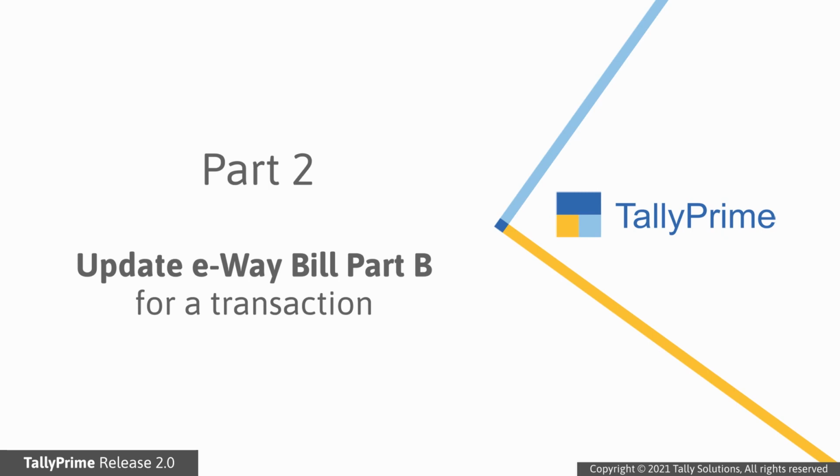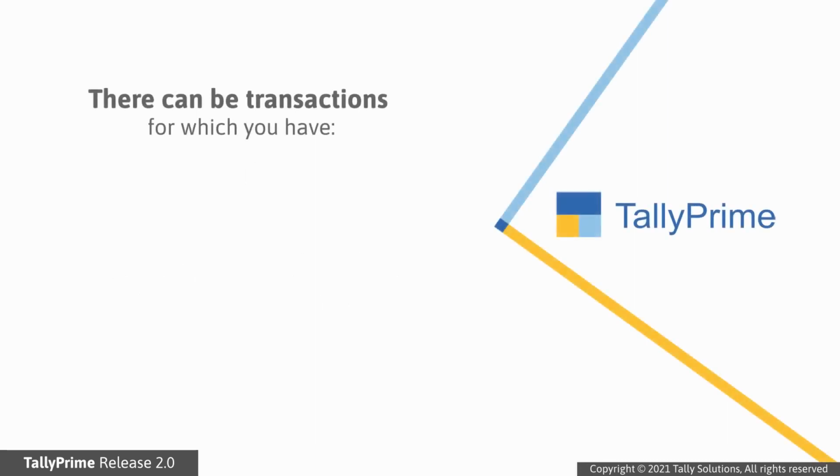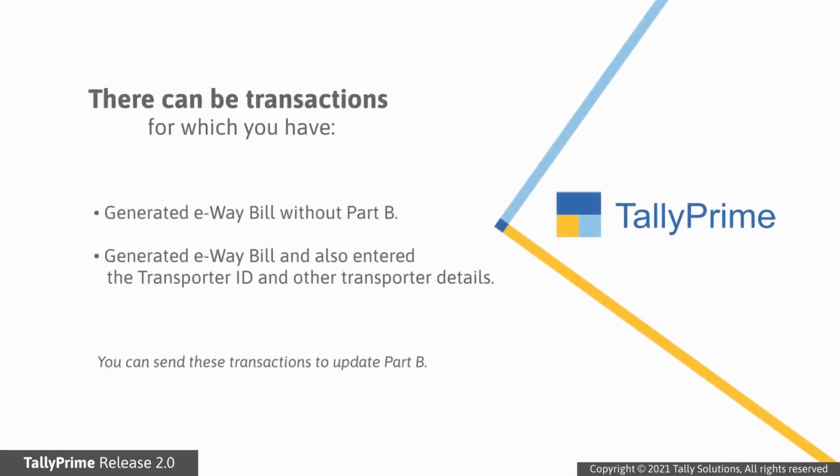Now, let's see how to update e-way bill Part B for a transaction. There can be some transactions for which you have generated an e-way bill without Part B. This happens when you do not have the transporter details such as transporter ID, vehicle number, and other mandatory information for e-way bill generation with Part B. So, you will be updating Part B later. There can be transactions for which e-way bill was generated after which you entered the transporter ID and other transporter details. However, you are yet to update Part B.